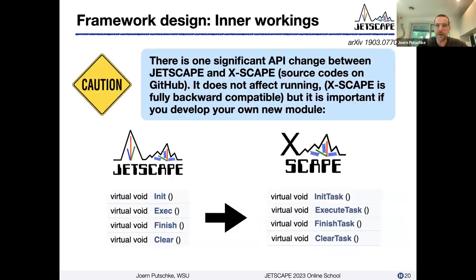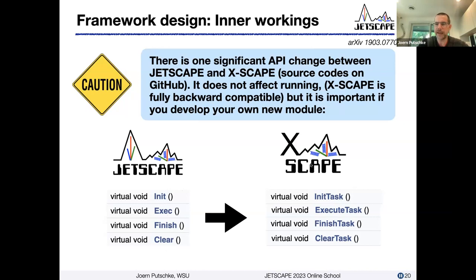However, there's one caution, and this is the only significant API change between JETSCAPE and XSCAPE. It doesn't affect running XSCAPE in JETSCAPE mode, but it's important if you want to develop your own module. Unfortunately, historically, we had some inconsistency in the way the recursiveness of all the task functions were executed. So we cleaned that up, and the naming convention is now better for the user. In JETSCAPE, you had to override init, exit, finish, clear.